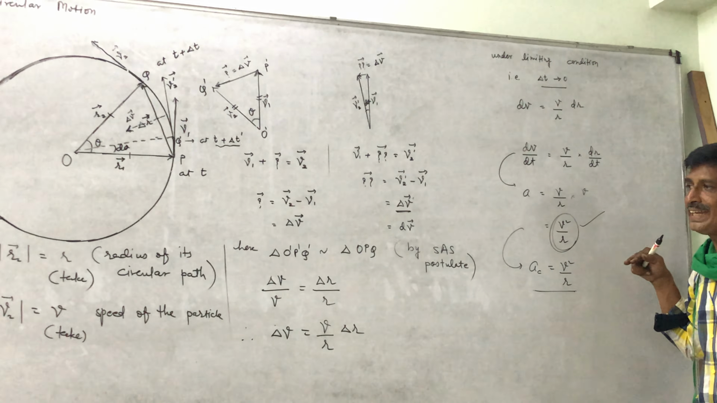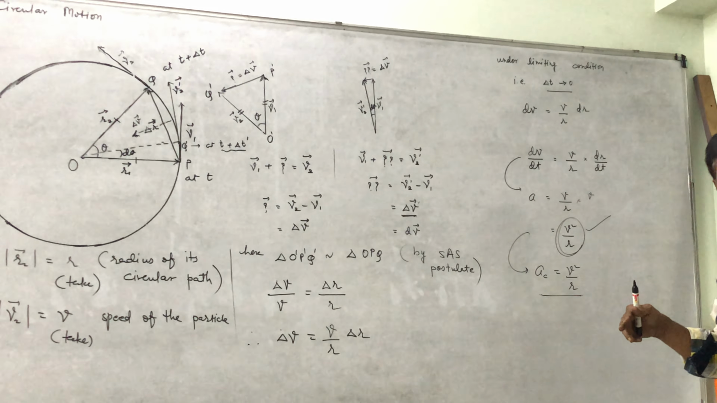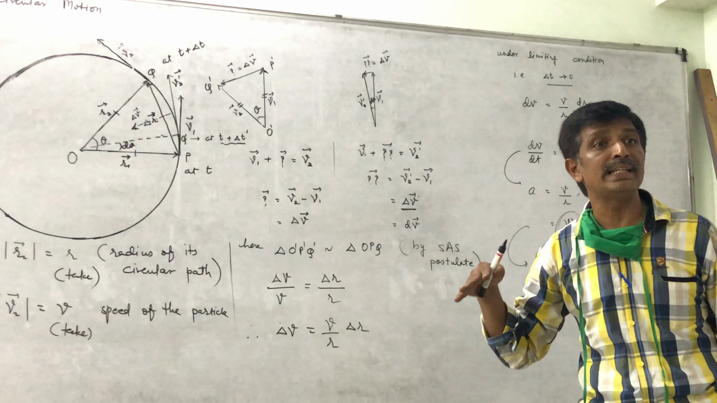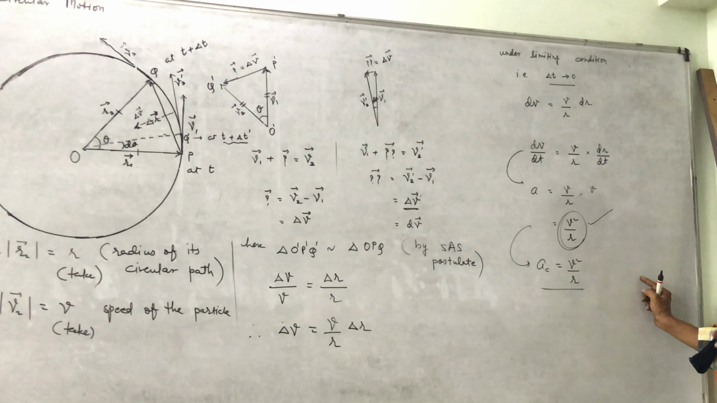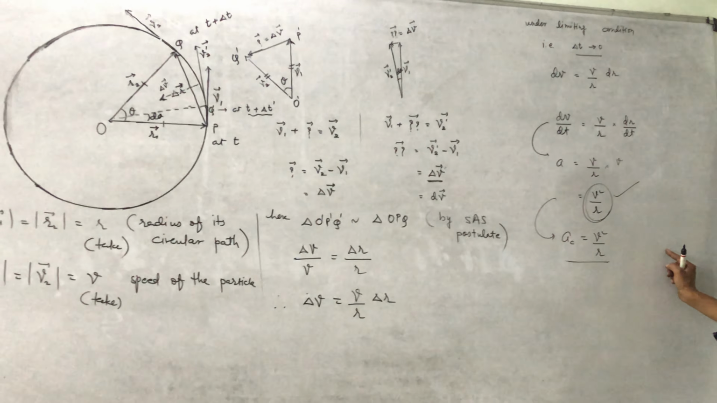It is called center seeking acceleration because it always remains towards the center. It always remains towards the center if a particle is performing uniform circular motion.